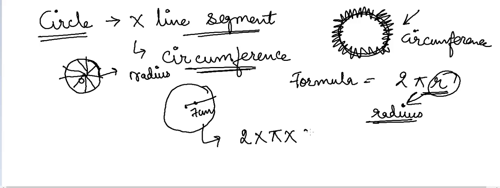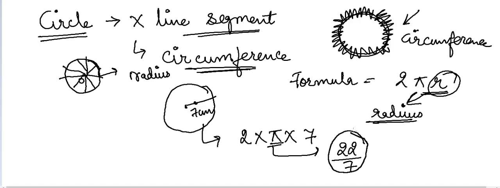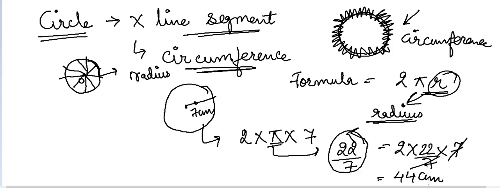R is what? 7. So what is this value of pi? Pi's value is always 22 divided by 7. It's a universal value. It's always written as 22 by 7. So I will calculate it using the formula. It comes out to be 44 centimeter. If I want to do the fencing of this park or a garden, then I have to use the wire of length 44 centimeter.